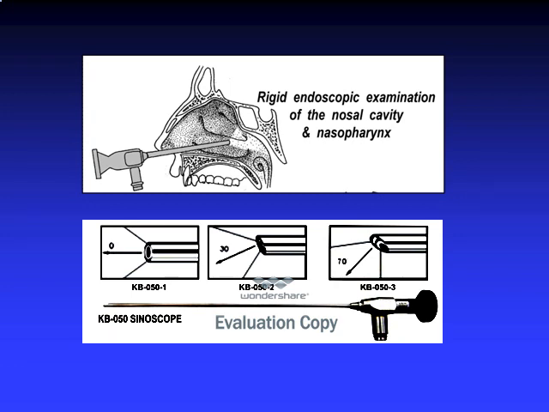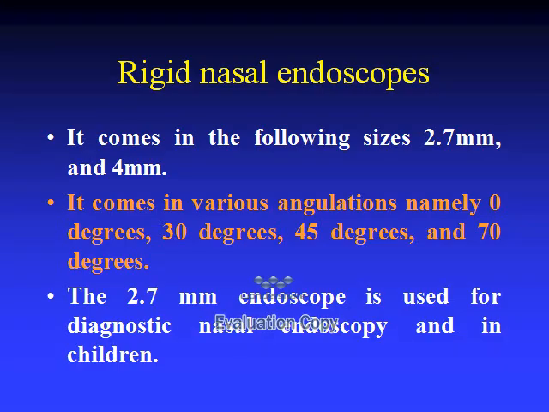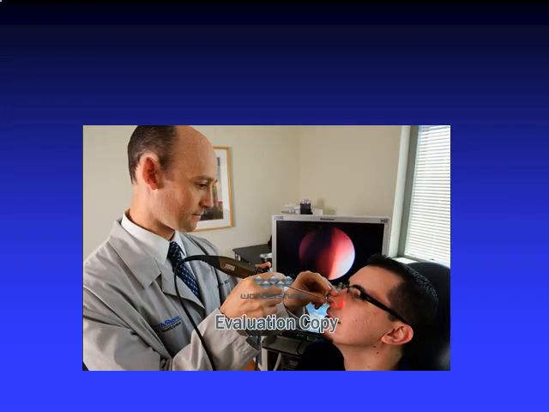This shows sub-classifications of the rigid endoscope. There are endoscopes with 0-degree, 30-degree or 70-degree lens. Rigid endoscopes come in the following sizes, 2.7 and 4 millimeter. They come in various angulations, namely 0, 30, 45 or 70 degrees. The 2.7 millimeter endoscope is used for diagnostic nasal endoscopy and in children.